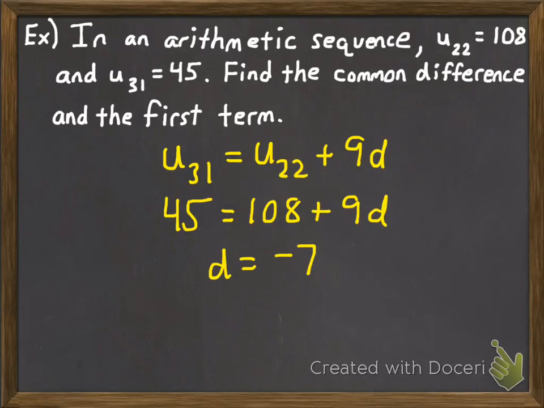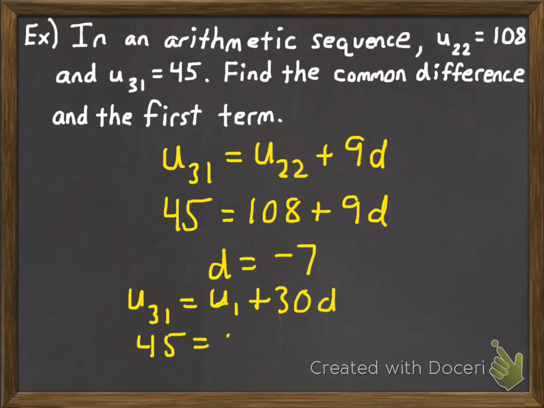And then to find the first term, well, we could use either of these two terms right here along with the common difference to find out what the first term is. Let's say we use the 31st term. The 31st term would be equal to the first term plus 30 common differences, wouldn't it? Which means that 45 would be equal to the first term plus 30 times -7.